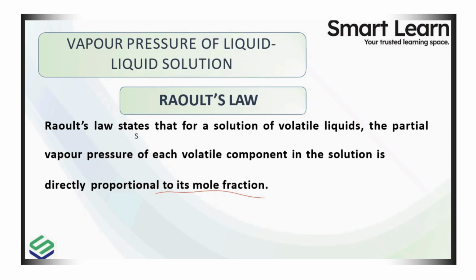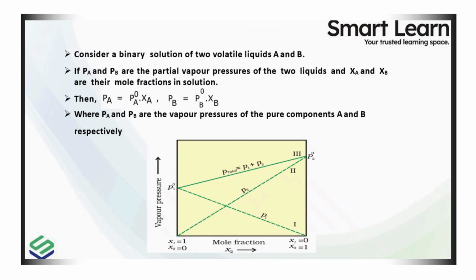So the partial vapor pressure PA is equal to P naught A chi A, and PB is equal to P naught B chi B, where chi A is the mole fraction of A. Then we are going to discuss the graph here. This graph shows the partial vapor pressure of components in a solution. The x-axis shows the mole fraction of components A and B.